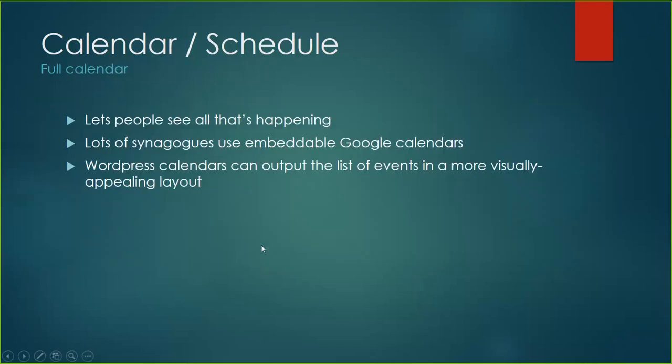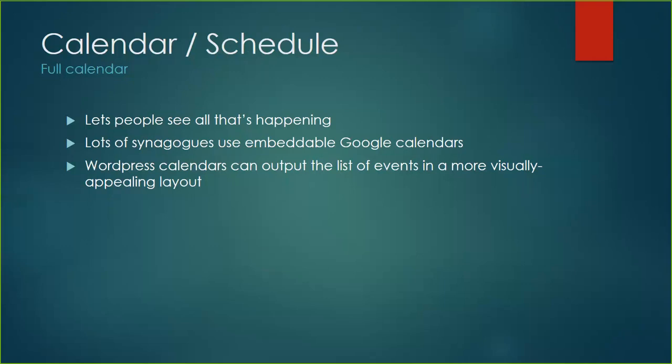The second component is a full calendar. This obviously lets people see all that is happening at the synagogue on a monthly basis. Lots of synagogues use embeddable Google Calendars, which is perfectly fine to use. If your synagogue is using a Google calendar and it's also running on WordPress, there are also plugins out there that will let you dynamically pull events from the Google Calendar and list them right on the homepage, which can be a very handy feature.